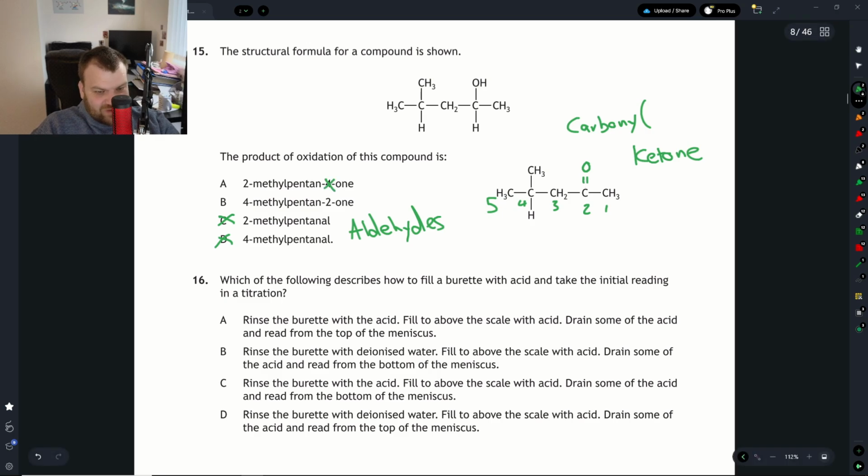That means that this one has to be incorrect. Following through the numbering, that means that your methyl group is coming off the 4th carbon, and that gives you 4-methylpentan-2-one. If you prioritise the methyl group, you would have ended up with answer A, but you need to prioritise the functional group, in this case the carbonyl group there.